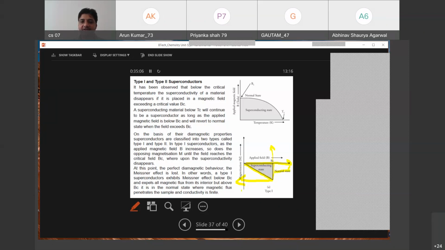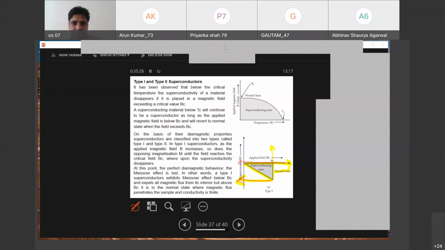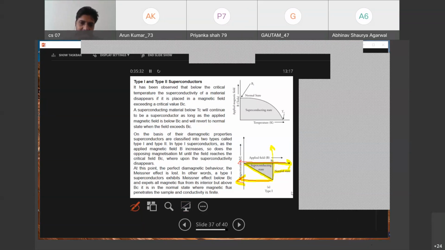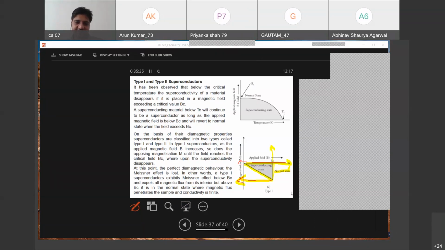And if you see this state, it has magnetization higher compared to the superconducting state. So this is the feature of a type 1 superconductor. Okay, has everyone understood now? Yes, sir. Okay, so this is the first case.